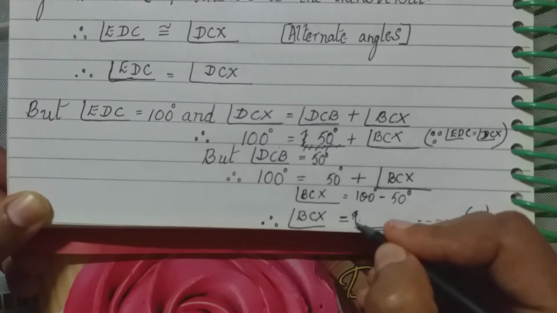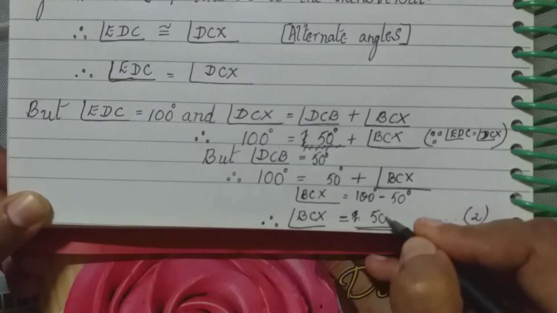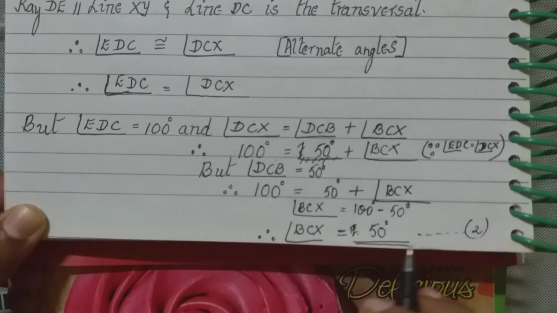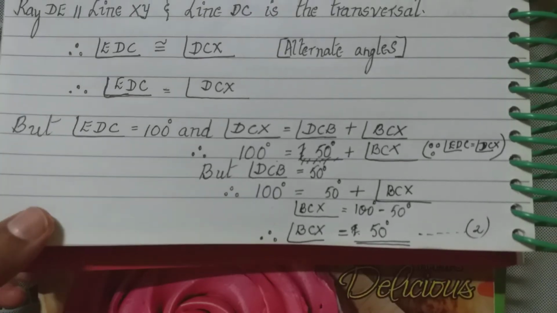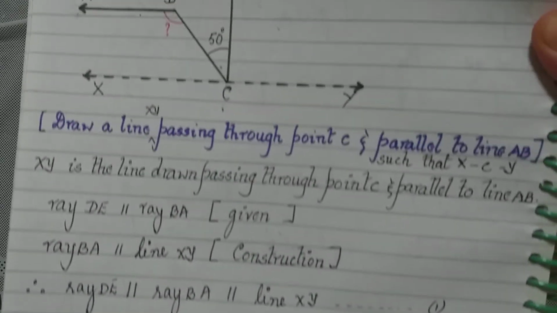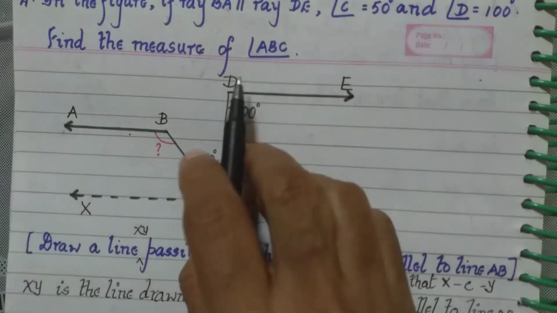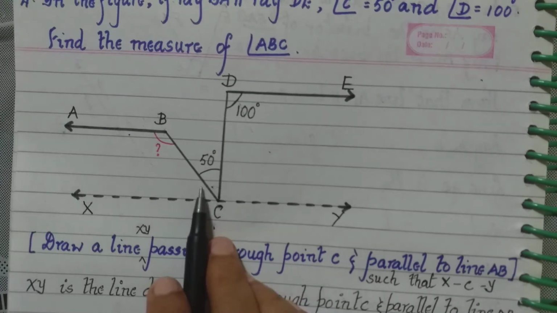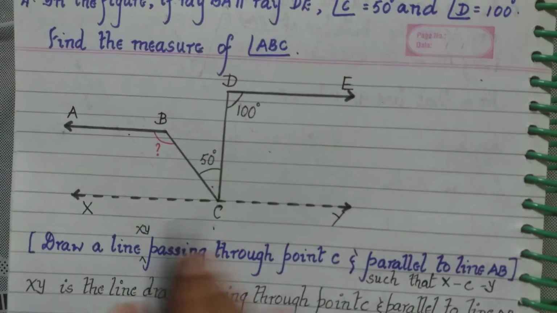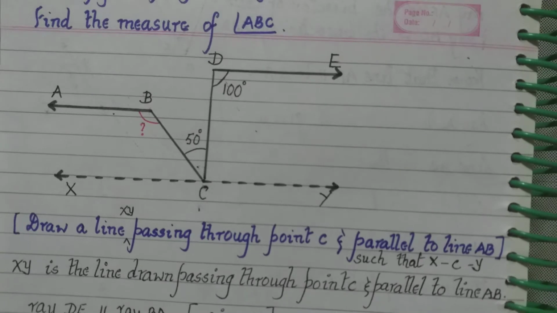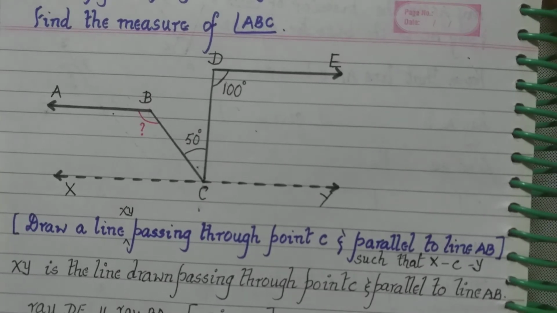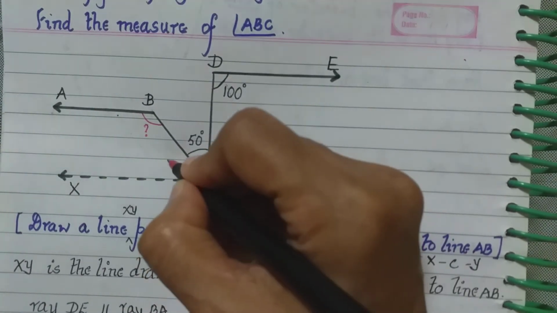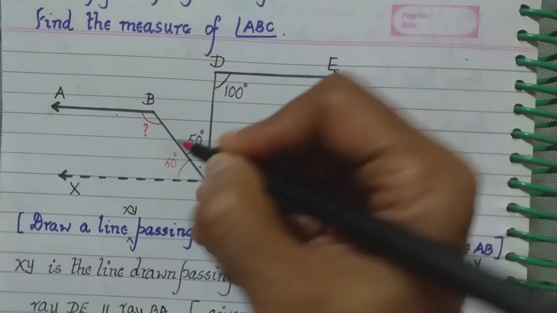So angle BCX is equal to 50 degrees. So we have found one angle, that angle BCX is 50 degrees. Let us see whether that is the angle which is asked. They have asked to find the measure of angle ABC, that is this angle. So we have found angle BCX. Let us write that measure there. The measure of angle BCX we got as 50 degrees. So I am marking it here, 50 degrees.